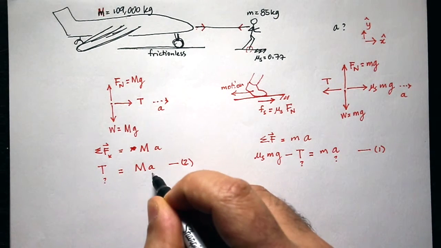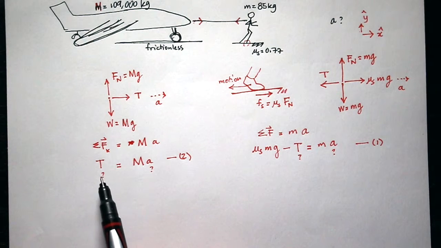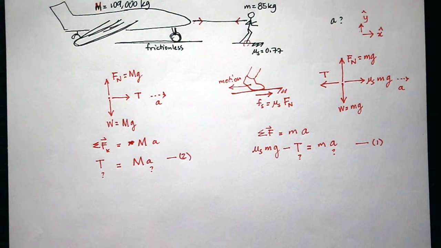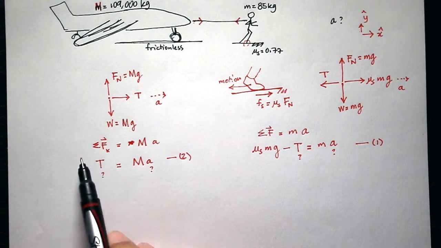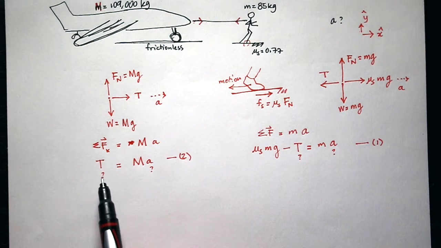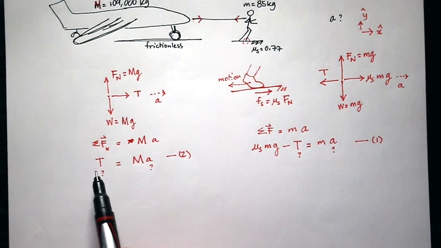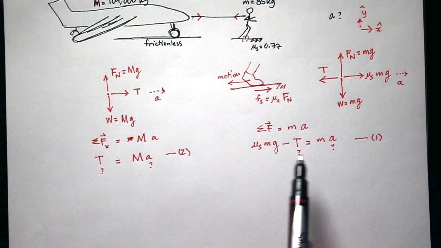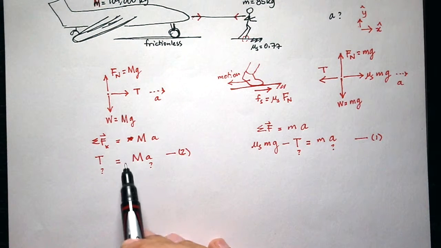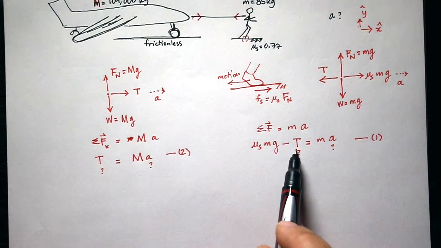Now, I still don't know T, I still don't know a. But now I have two equations in T and a, so I can solve these two. What I really don't care about is the tension. I care about the acceleration. If I was asked about the tension, then I would solve this differently. But now, because I'm asked about the acceleration, I want to eliminate T from both equations. So I can just take whatever value for T here, and put it in this equation here, substitute.